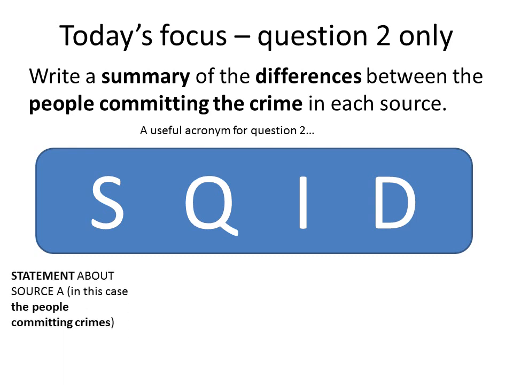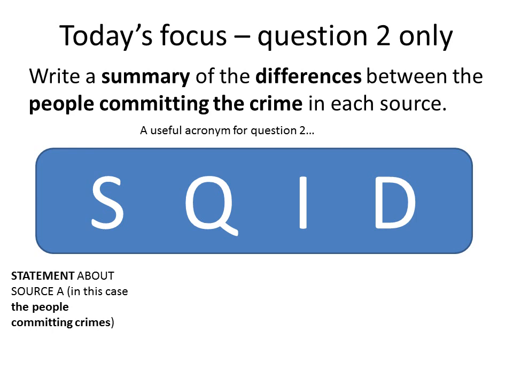S stands for statement. So you make a statement about the first source. We know our focus is about people who've committed a crime, so the source will be something to do with a crime that's been committed. So the first thing we do is we write a statement about the people committing the crime in source A.